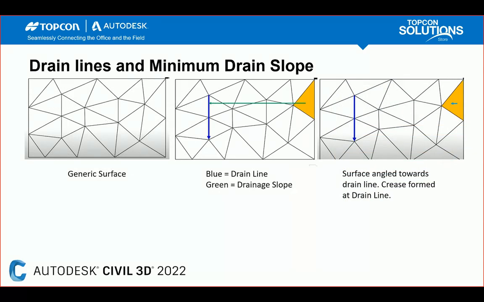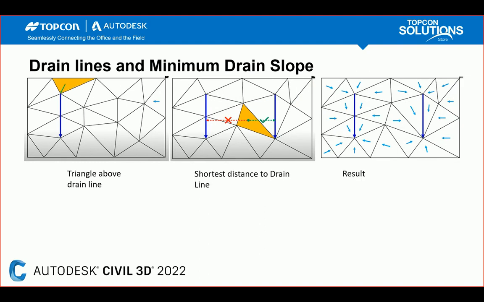Drain lines and minimum drain slope. So we have 3 screenshots here. So we're going to work left to right. So first thing, generic surface. So just picture a surface. At every triangle we have a point, and we have like 15, 20 triangles here. Now, in that middle picture, there's a blue line going north-south. So that's your drain line. So let's say we're trying to drain in that direction. And what that'll do is the surface will slope towards that drain line. So it's going to drain from, for example, that yellowish triangle on the right. It's going to drain from right to left. And that surface is going to be angled towards the drain line.